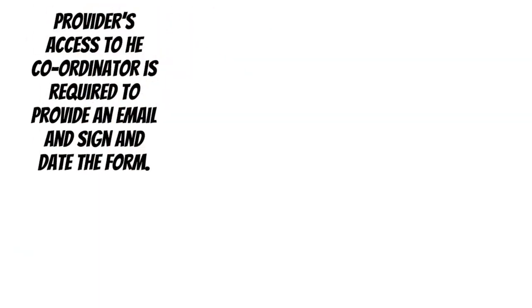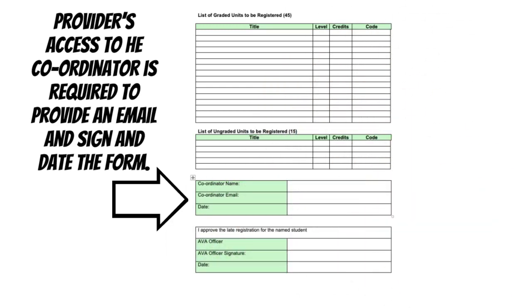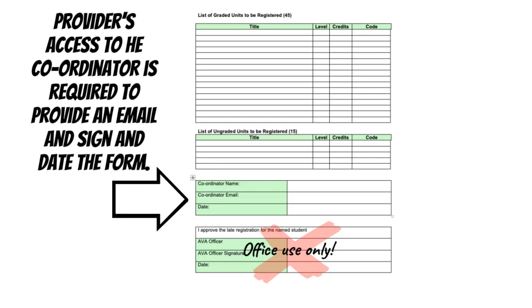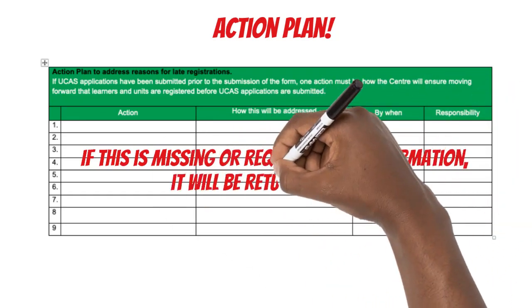After this section, the provider's Access to HE coordinator must be identified and an email provided and the date the form was completed. The final section of the form is the very important action plan and must be completed. If the action plan is missing or requires more detail, the form will be returned to be updated.